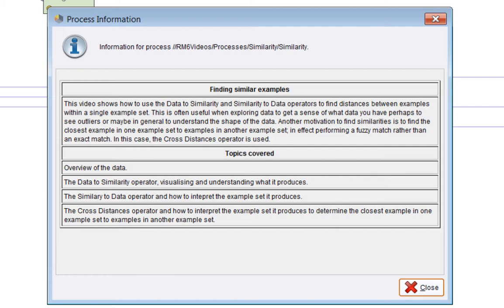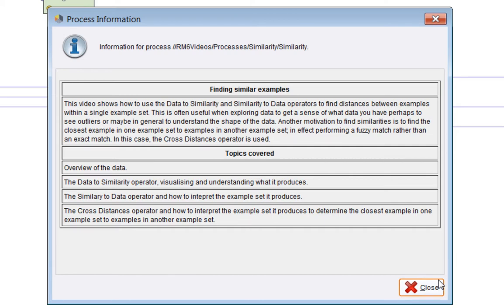So what we'll do is we'll cover the following topics. We'll first of all look at some data that we're going to use. Then we'll look at the data to similarity operator, what it does and how to visualize and understand what it produces. Then we'll look at the similarity to data operator, what it does and how to interpret the example set it produces. And then finally, we'll look at the cross-distances operator and how to interpret what it produces so that you can determine the closest example in one set to another.